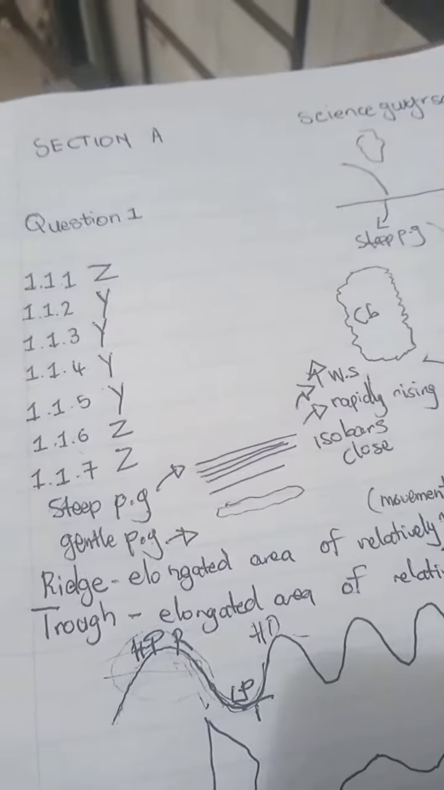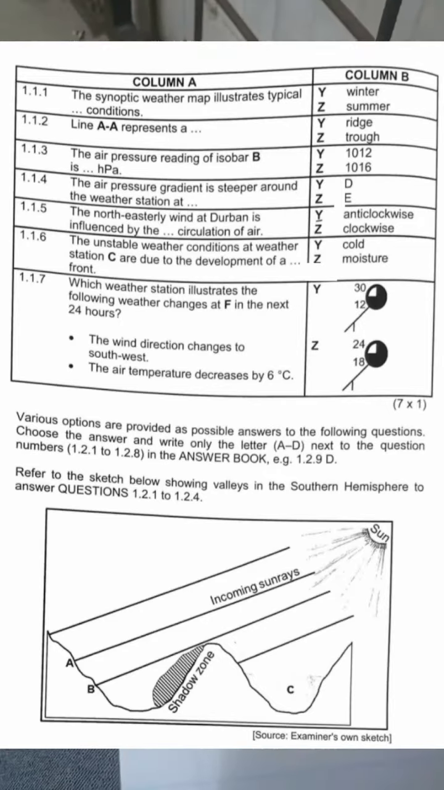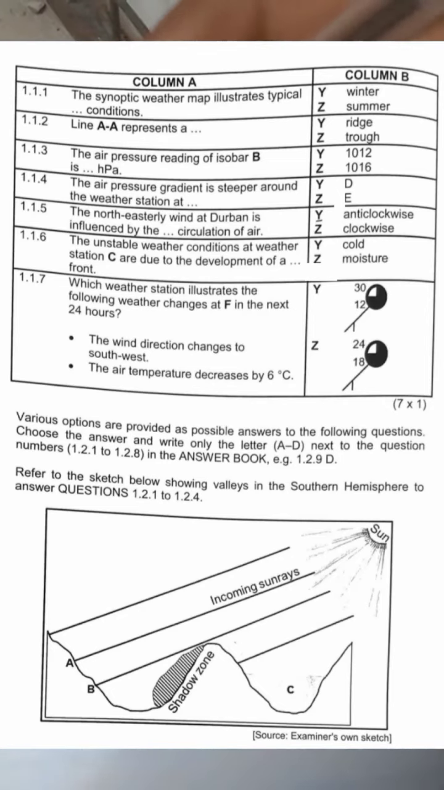And so we move on. Let's head on to 1.2. I hope you guys did score those marks. So for 1.2, various options are provided as possible answers to the following questions. Choose the answer and write only the letter next to the question number from 1.2.1 to 1.2.8.